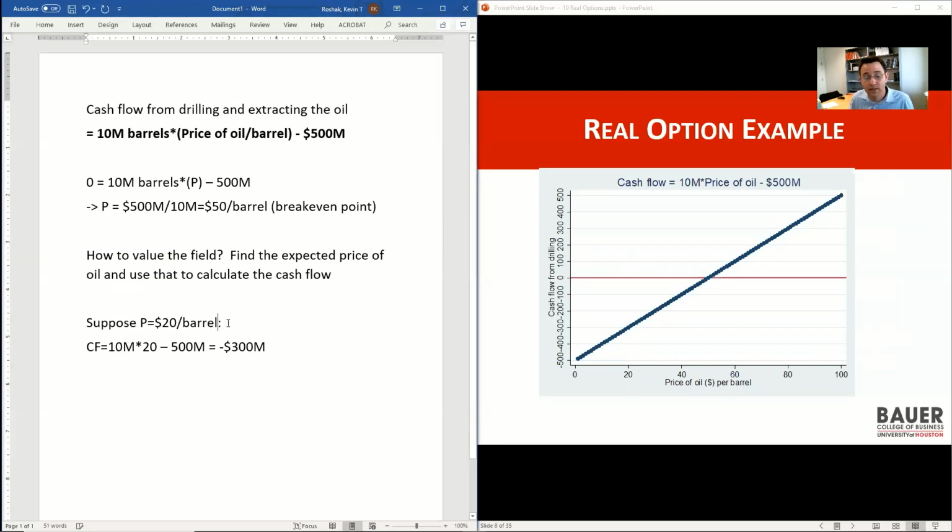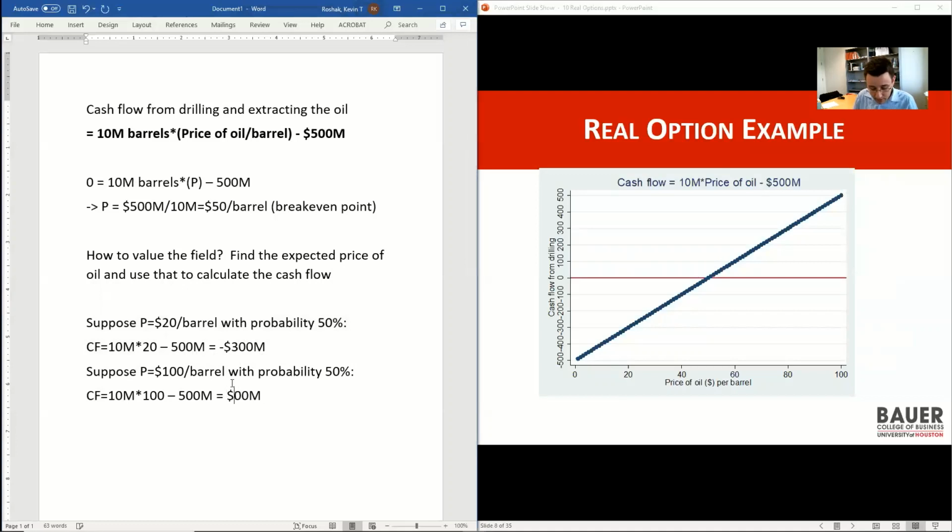Suppose that the price is going to be $20 per barrel with a probability, say, 50%, just to keep things kind of straightforward. Okay. That means we'll generate a cash flow of minus $300 million half the time. Okay. Suppose there's another outcome. Suppose that the price is like $100 per barrel with probability 50% as well. Okay, so we just have two outcomes. If the price is 100, then what's happening is we're selling 10 million barrels at $100 per barrel, and then we subtract off the cost of extraction. So that's going to give us a positive $500 million from this field.